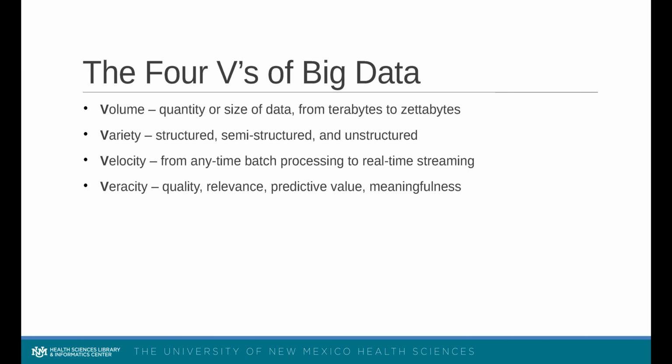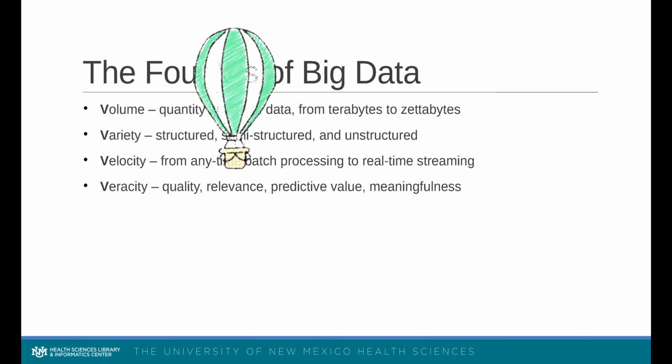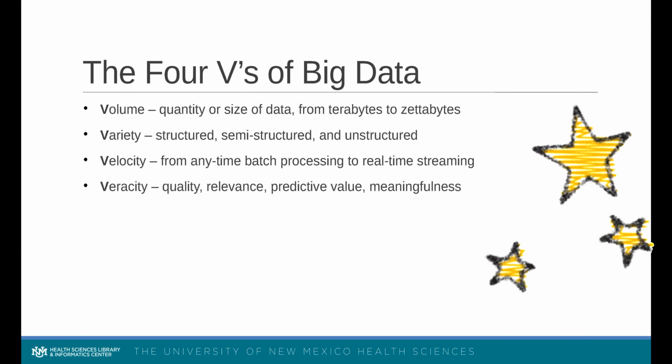These four criteria are often referred to collectively as the 4 V's of big data. The first criterion, volume, refers to the total amount of disk space required to store the data, and is usually the first thing that comes to mind when talking about big data. The volume of big data is generally much larger than what we are typically used to and can range from terabytes to zettabytes.